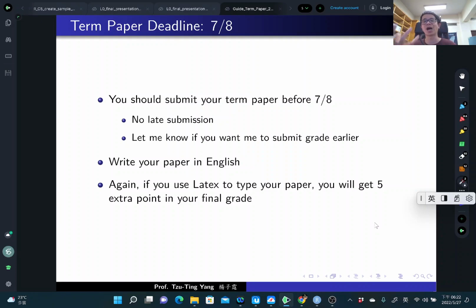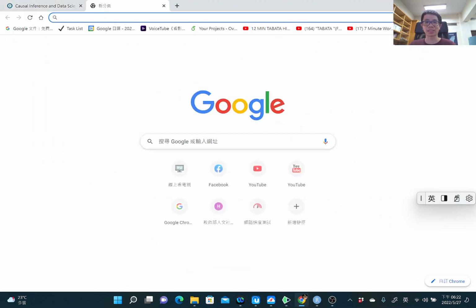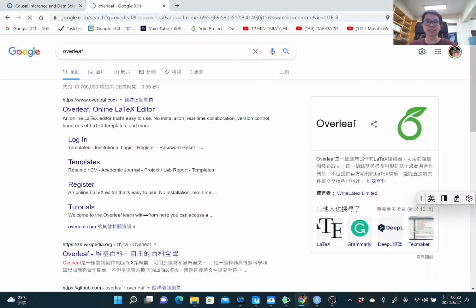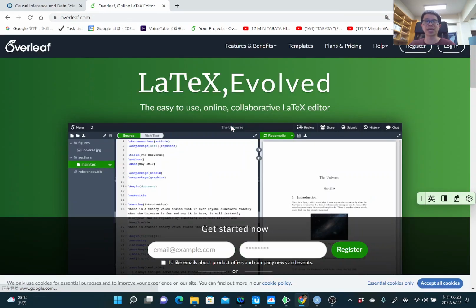And also there's online software called Overleaf. I think you can also try to look at it. This is the online LaTeX editor, and they have a lot of templates you can just follow. Even if you do not know the code of LaTeX, you can learn it by doing. Okay.